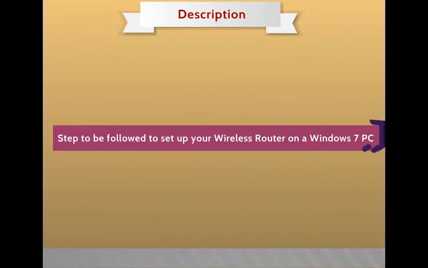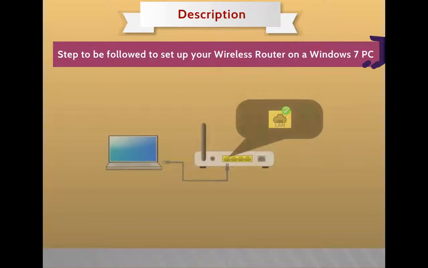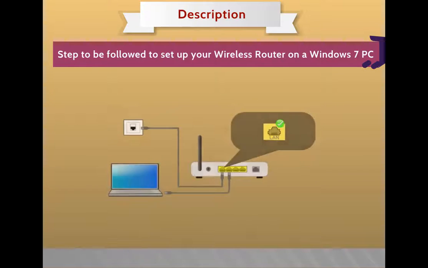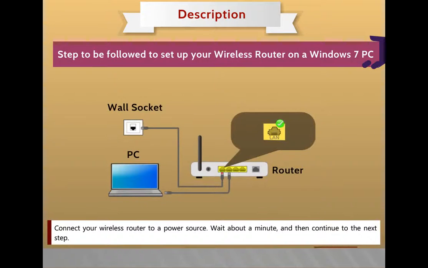Steps to be followed to set up your wireless router on a Windows 7 PC. Connect the wireless router to your modem using an Ethernet cable. Connect your wireless router to a power source. Wait about a minute and then continue to the next step.